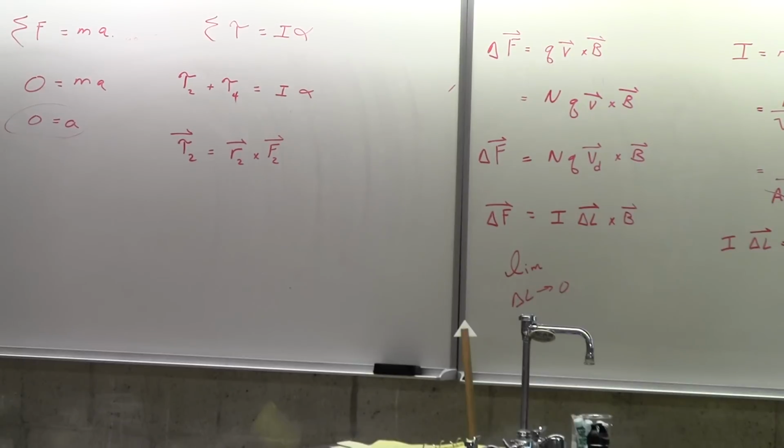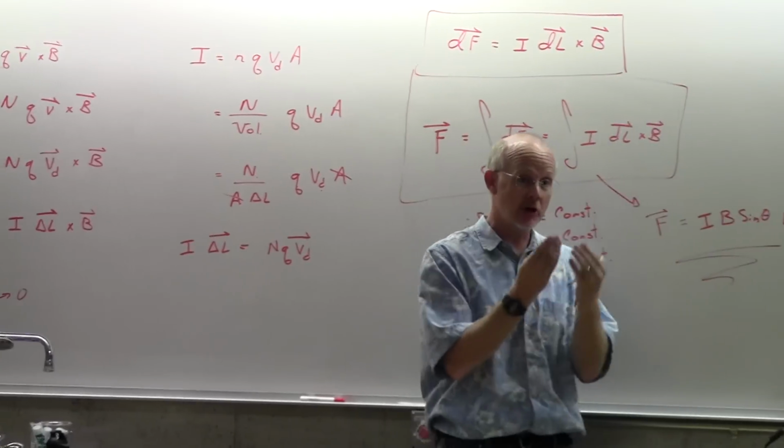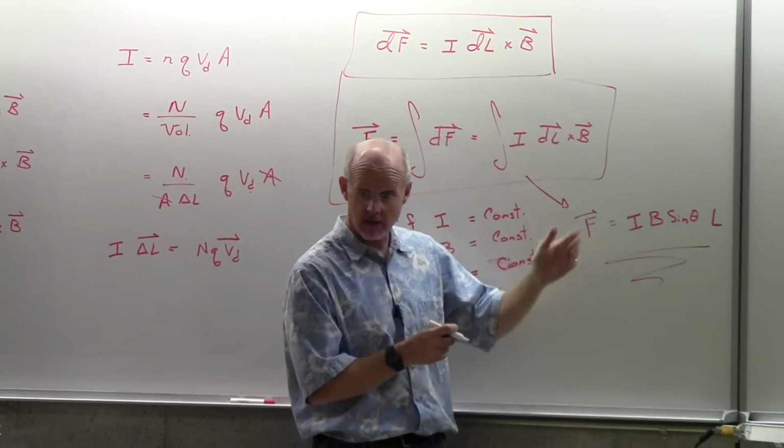R cross F, right? It's a cross product. Now wait a minute. It is another cross product. How did I get the force on the wire? A cross product. Don't mix these two cross products. I got a cross product here, which is giving me the force. That is the cross product between the current and the magnetic field.